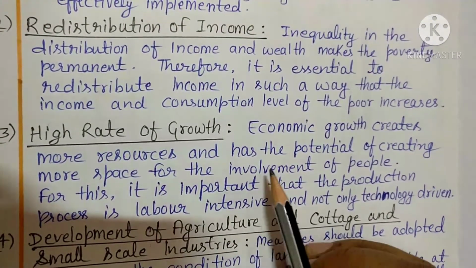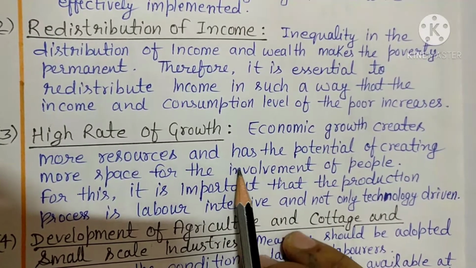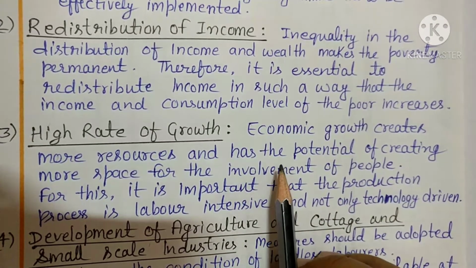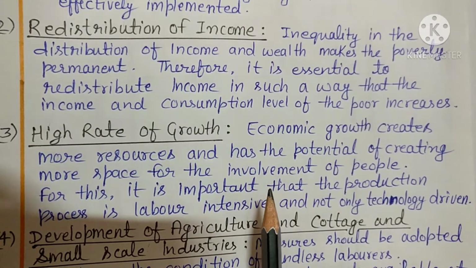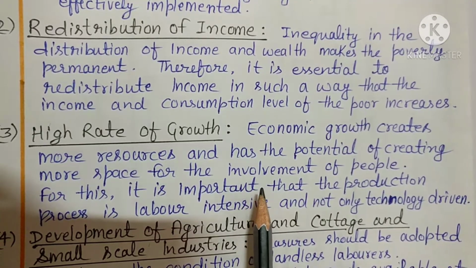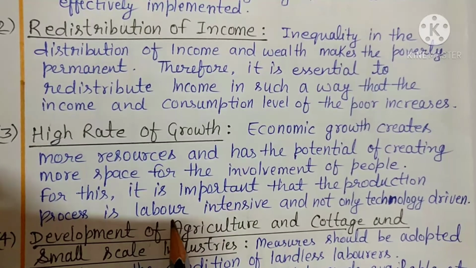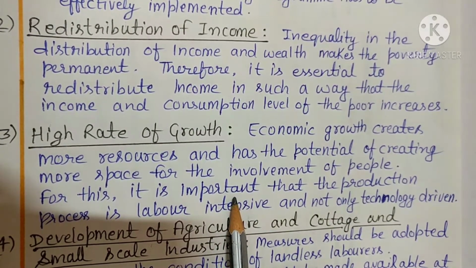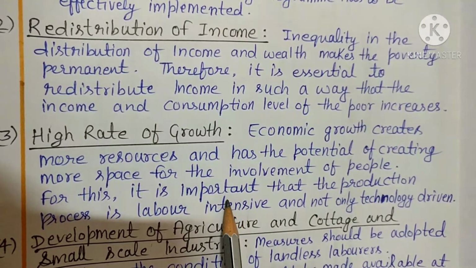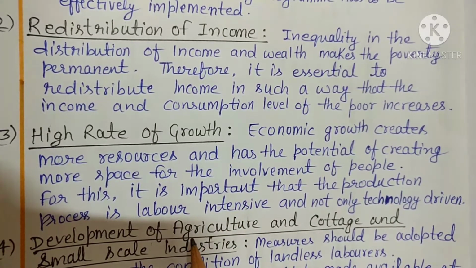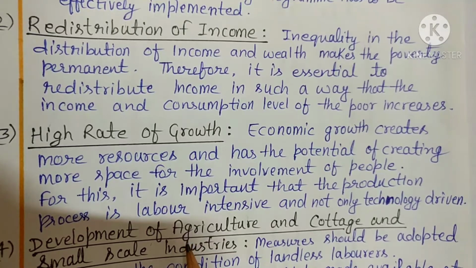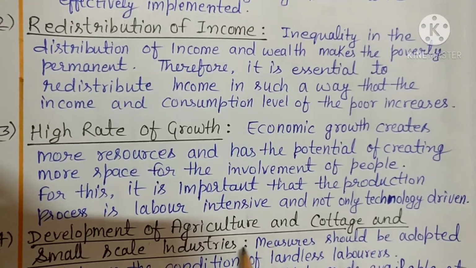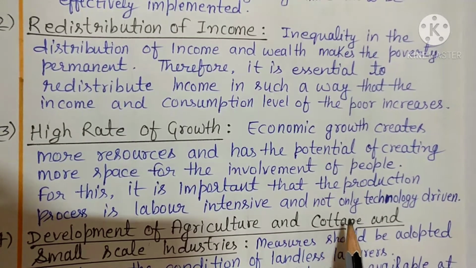High rate of growth. So economic growth creates what? More resources, and has the potential of creating more space for the environment of people. So if that country's economy has increasing growth, the people will also be involved in it. For this it is important that the production process is labor intensive. There are two types of production process: labor intensive technology and capital intensive technology. But as India has a larger population, we need to give more chances to laborers, so that they can get employment and remove their poverty. So we should not depend only on technology.